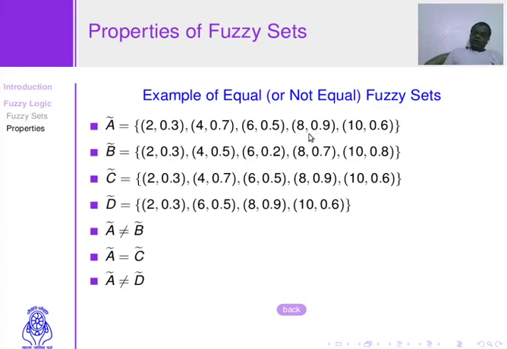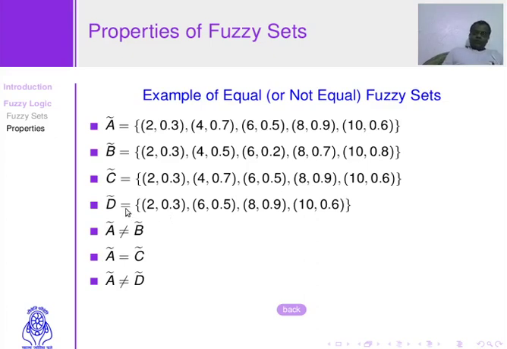And similarly, degrees of membership for elements 8 and 10 are also equal in both the fuzzy sets. So you can observe that for all the elements, the degrees of membership are equal in both the fuzzy sets A and C. So we say that fuzzy set A equals the fuzzy set C.